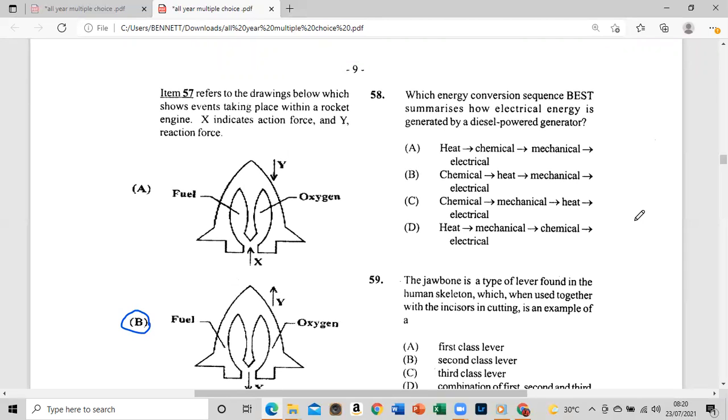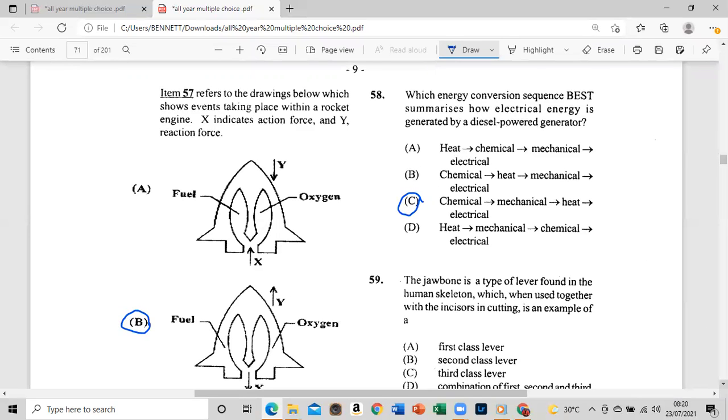58. Which energy conversion sequence best summarizes how electrical energy is generated by a diesel-powered generator? Is it A, electrical to chemical to mechanical to electrical? Or is it B, chemical to electrical to mechanical to electrical? Or is it C, chemical to mechanical to electrical? And that is the answer. C, we're going no further.